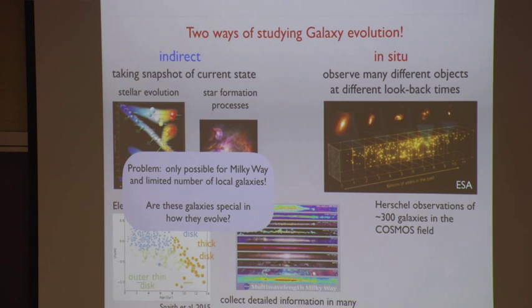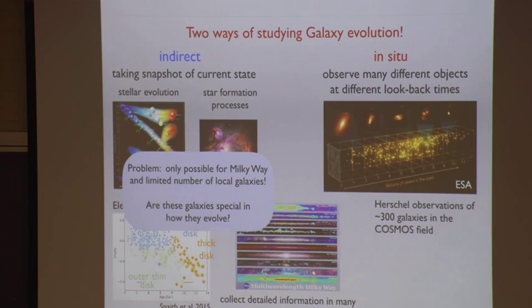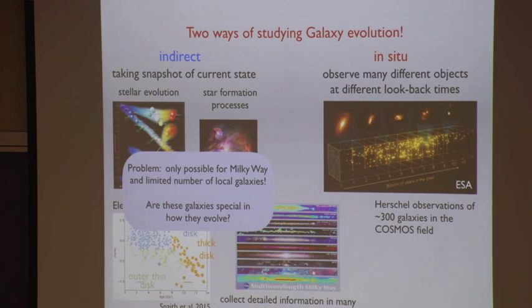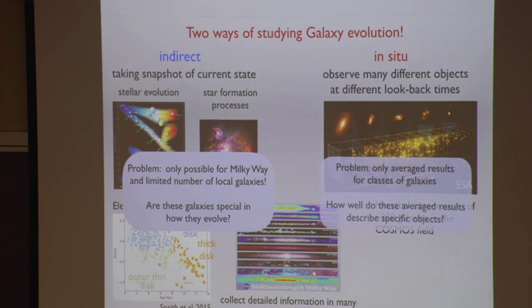Here, for example, this diagram shows 300 galaxies in the COSMOS field, which is a relatively large field observed at the northern sky, observed by the infrared satellite Herschel. And it tells us a lot about the evolution of these galaxies, but we have to derive average parameters for these classes. So now the problem is, we only get statistical, average parameters. The question is, how well do these average results describe a very specific object in our site?